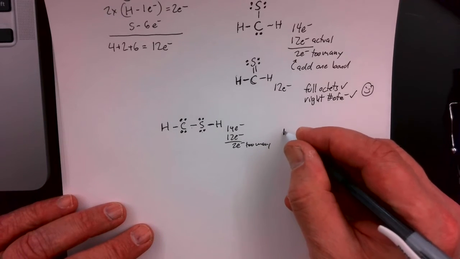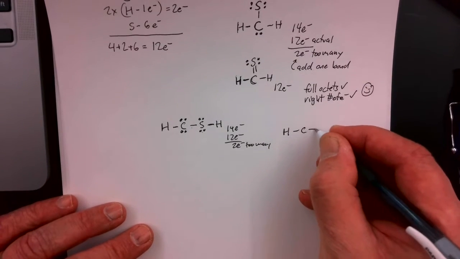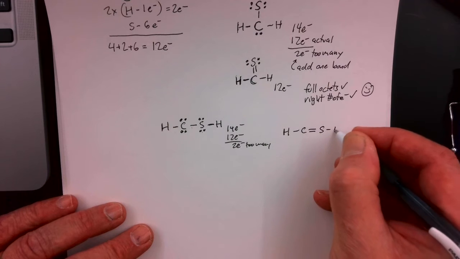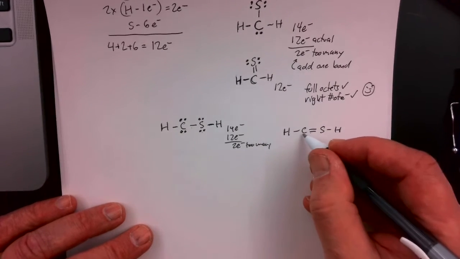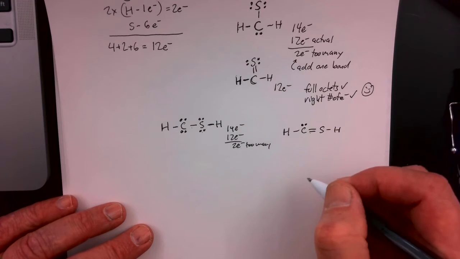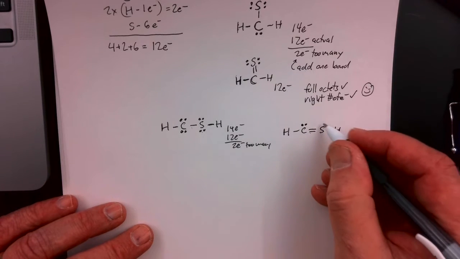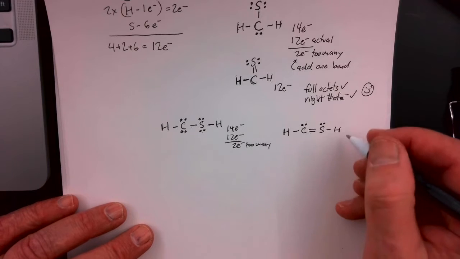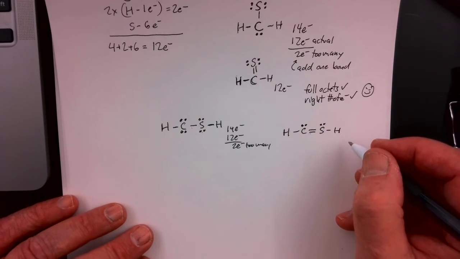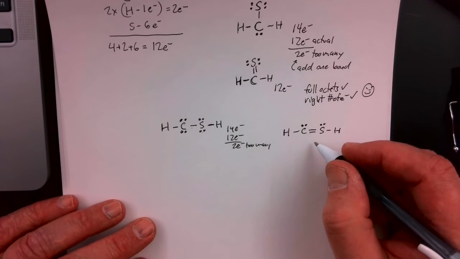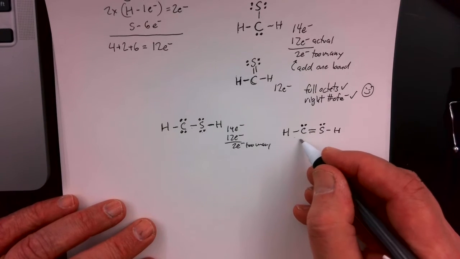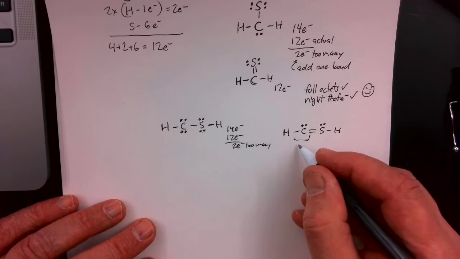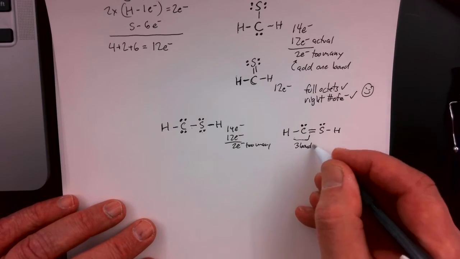And so what's going to happen is I'll get H, C, double bond, S dash H, right? I add, let's see, 2, 4, 6 on the carbon, so I need 2 more dots. 2, 4, 6 on the sulfur, so I need 2 more dots. And this would also make me happy, except here's the thing. How many bonds does carbon end up with, right? So this looks like carbon has 3 bonds, right?